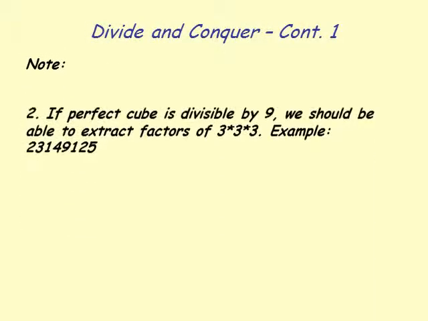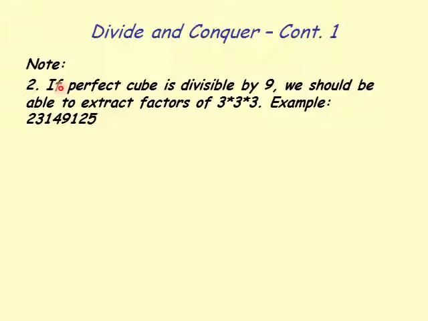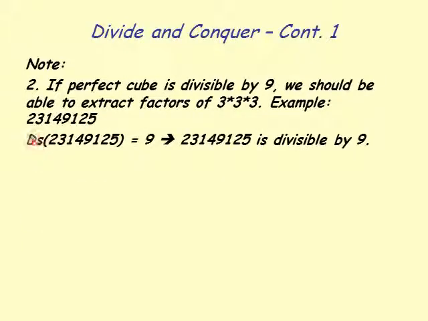So let's continue. Now next observation we make: if a perfect cube is divisible by 9, we should be able to extract factors of 3 times 3 times 3. So if a perfect cube is divisible by 9 or 3, then it should be divisible by 27 also. So an example is 231492125. Let's continue here. So digit sum of 231492125 is 9. That means this number is divisible by 9 and also by 3.